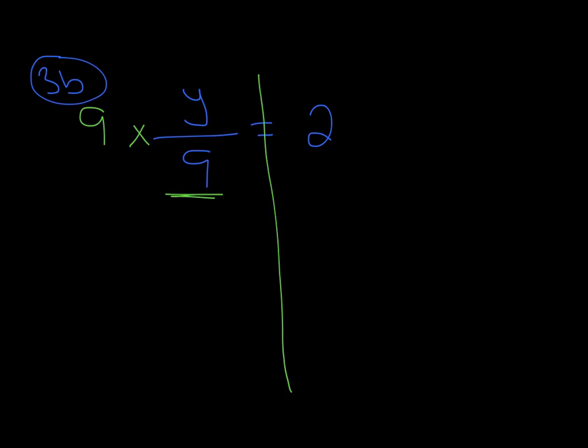Don't forget to draw that line down the middle. So we're going to multiply both sides by 9. These cancel out, okay? You're going to go ahead and bring down that y. 9 times 2 is 18, baby. All right, man, so there it is.